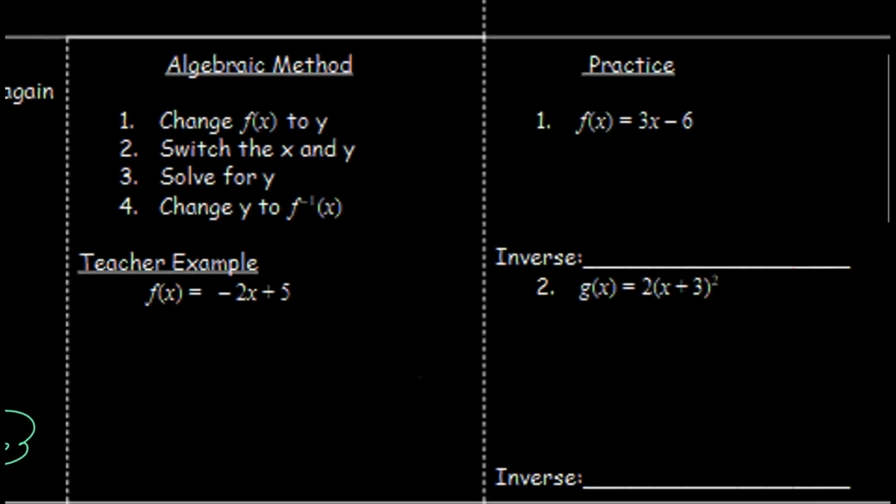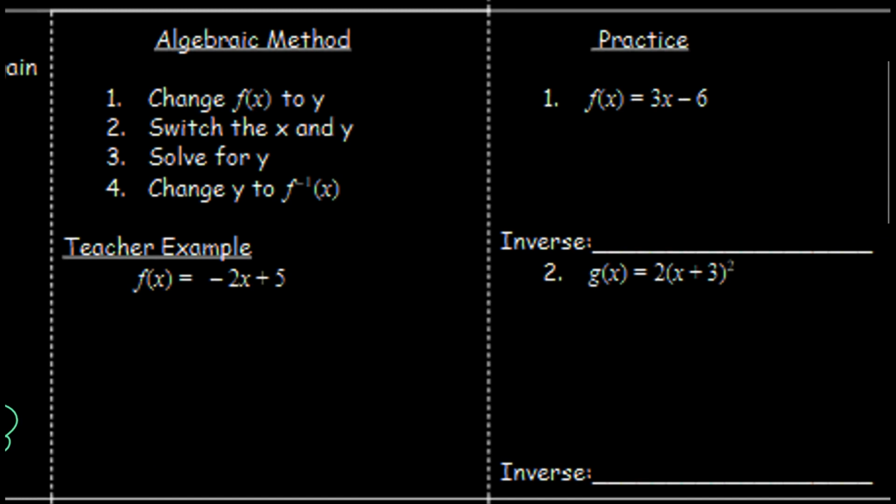So now we're going to do it algebraically because this is algebra. At its core, what did we say inverses are? What do you do to find an inverse? Switch the x and the y. So that's literally what you do to a function in order to find its inverse. You take y, and instead of writing y, you write x. You take x, and instead of writing x, you write y. You're switching the x's and the y's.